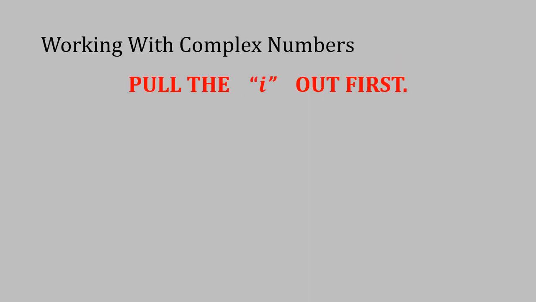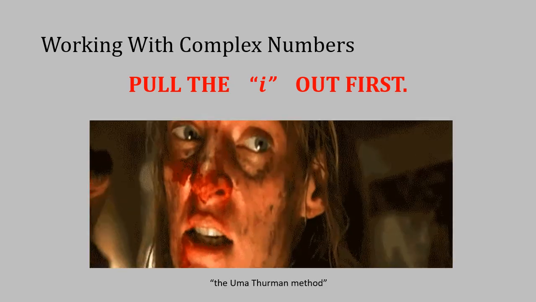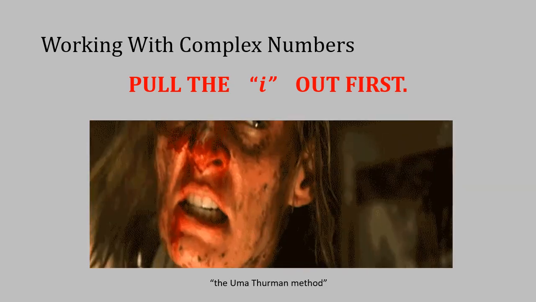So how do you work with complex numbers? Well, there's a really simple strategy, and it's called the Uma Thurman method, where you pull the i out first.